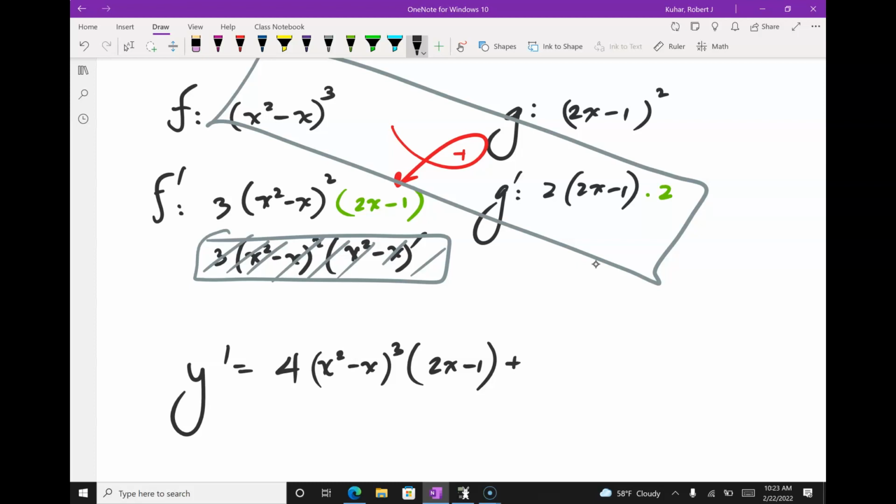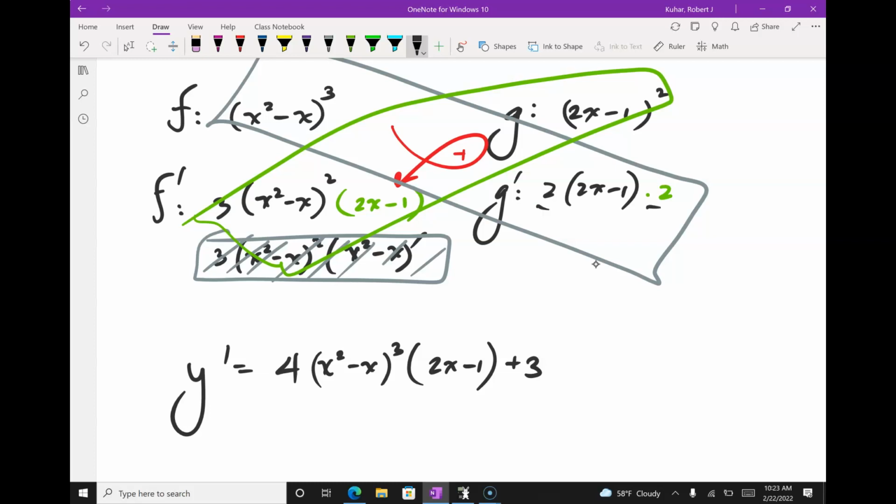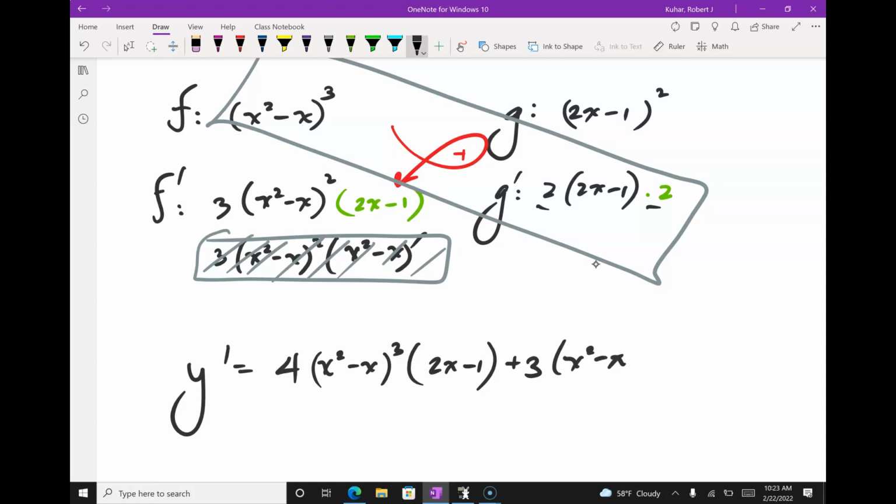Got my coefficients, and then I got my factors, right? Plus, now I'm doing this one, right? So plus 3 times, what? 2 times 2. Plus 3 times, it looks like I need, help me, (x squared minus x) to the second, right? (X squared minus x) to the second, yes? And then I have 2x minus 1 to what power? Third. Make sure you see that.